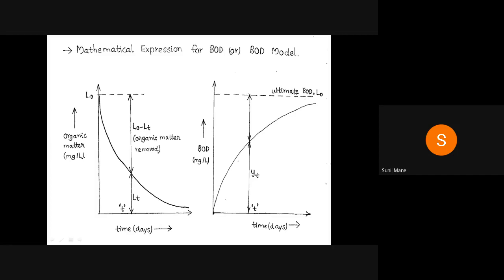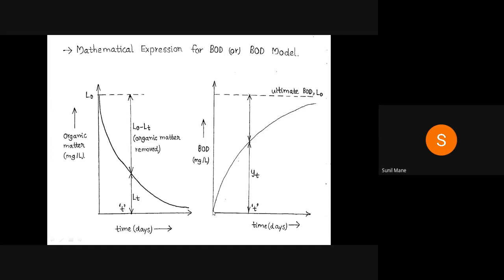That is why it is called BOD ultimate, or BOD subscript U. If BOD subscript U is written, it means the ultimate BOD is present there. Now at this particular point, at time zero, 0 days, the organic matter consumption is zero.